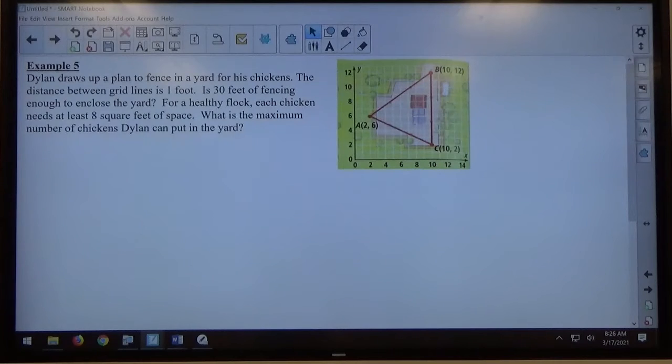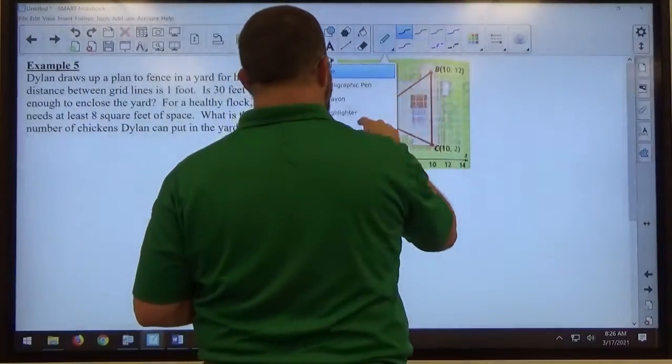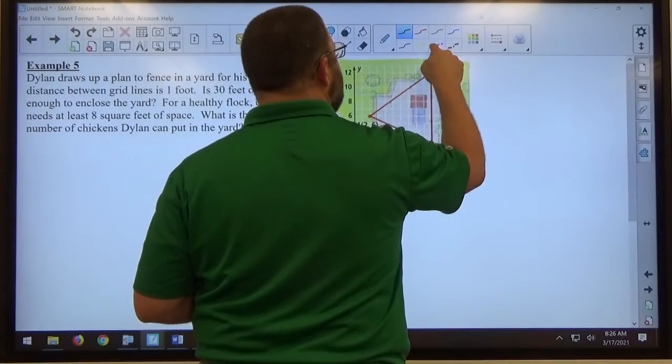Okay, Dylan draws up a plan to fence in a yard for his chickens. The distance between grid lines is 1 foot. Is 30 feet of fencing enough to enclose the yard? So that's question one. If we're looking at that question, is 30 feet of fencing enough to enclose the yard?